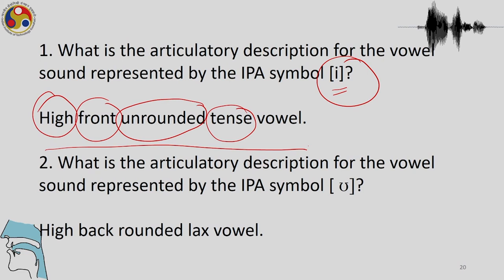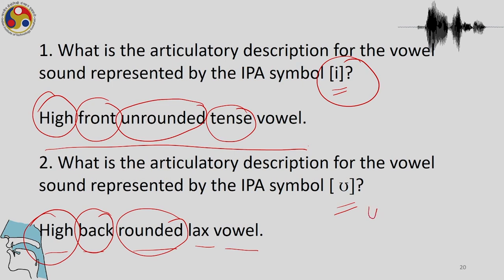So what is the articulatory description of the vowel sound represented by the IPA symbol U, for instance? It is a high back, rounded, lax vowel. Again, high because the tongue is in a higher position, back because the narrowness is in the back cavity, rounded as you can feel when you're pronouncing the sound. It's almost like the tense U, but it is not, because one is tense, whereas the other is lax. That is the difference between these two sounds.